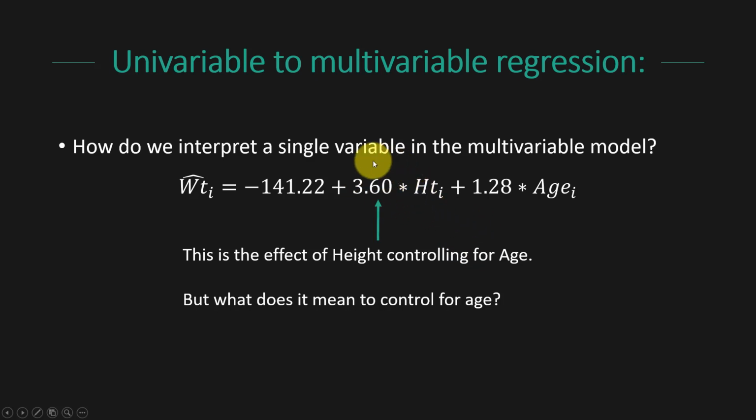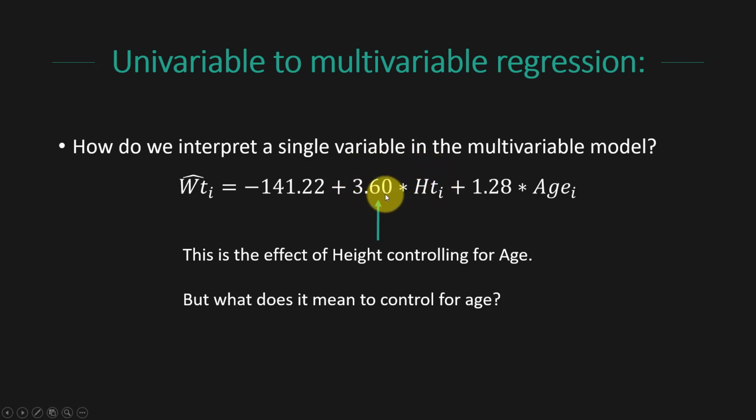So if we get this 3.6 value, this is the unique effect of height. So above and beyond age, we think that for every inch taller you are, you're going to gain 3.6 pounds. The other way to think about this is holding age constant, right? Because if I had an 11-year-old versus a 12-year-old, their prediction is going to change based on this slope here. But if I have two 11-year-olds, right, then they're going to get exactly the same product over here. So then what's going to be different is the changes in weight due to their height.